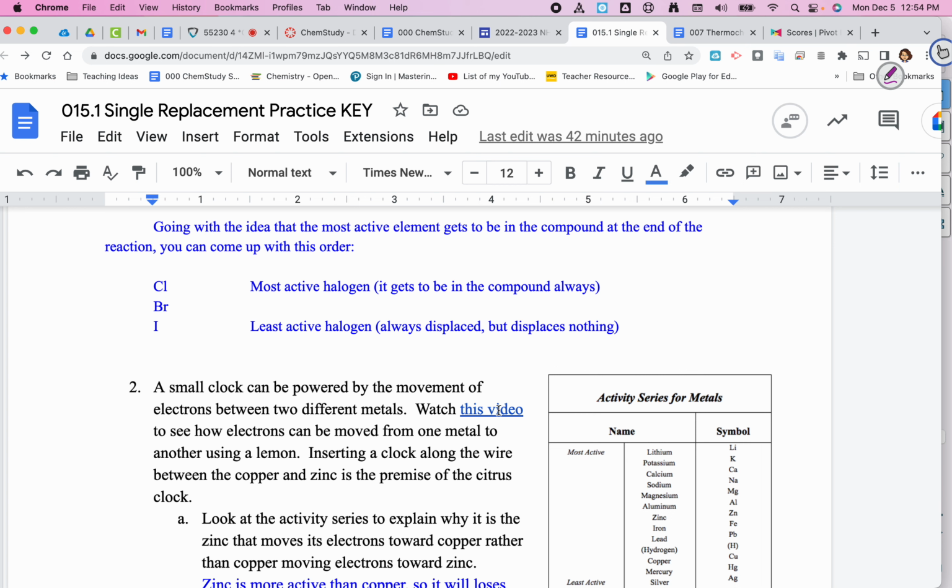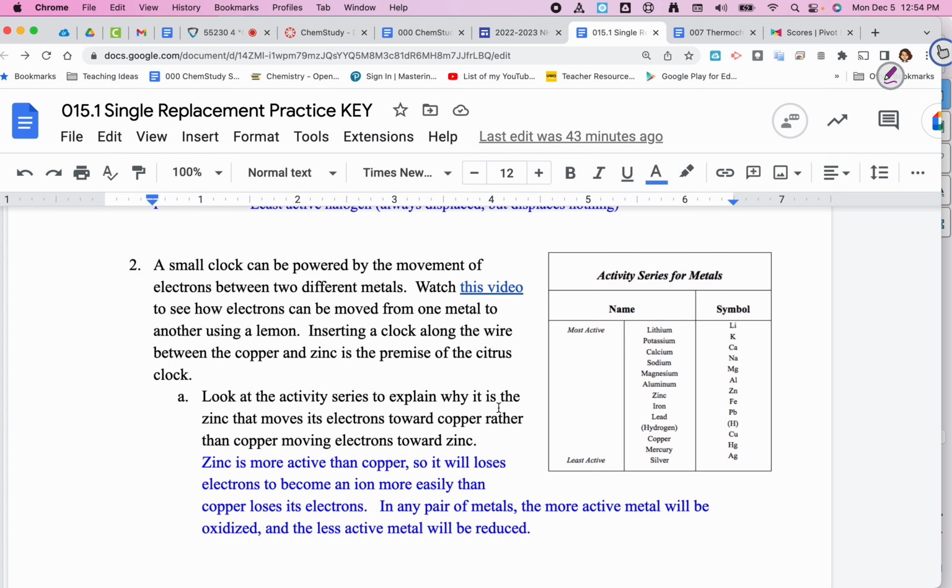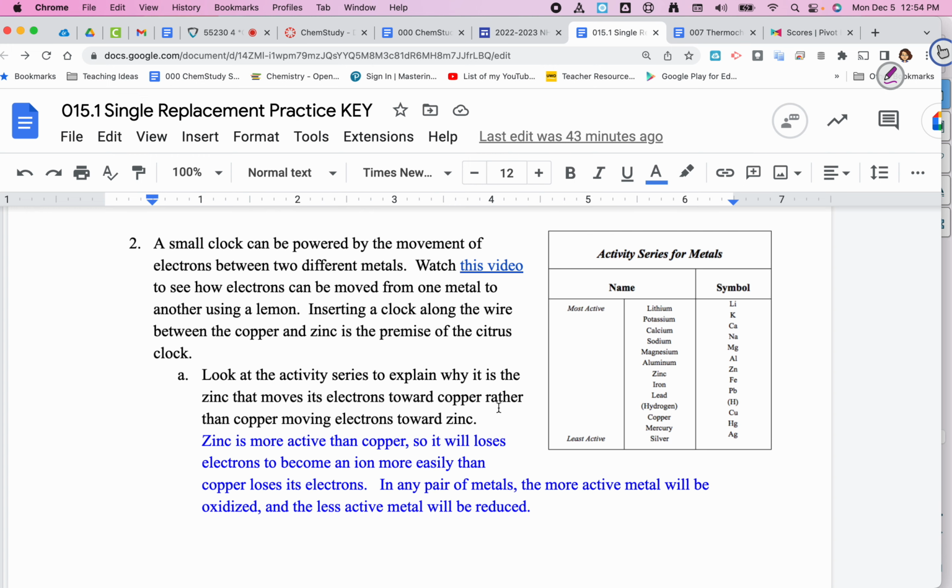Number 2 had you look at an explanation of this little novelty toy called a citrus clock, where you take any piece of citrus fruit that you want, you stab a piece of zinc and a piece of copper into it, the electrons move between the zinc and the copper, routing through the clock, and it makes the clock work. So after watching this video, I just wanted you to explain why it is that the zinc moves its electrons toward copper rather than copper moving electrons toward zinc.